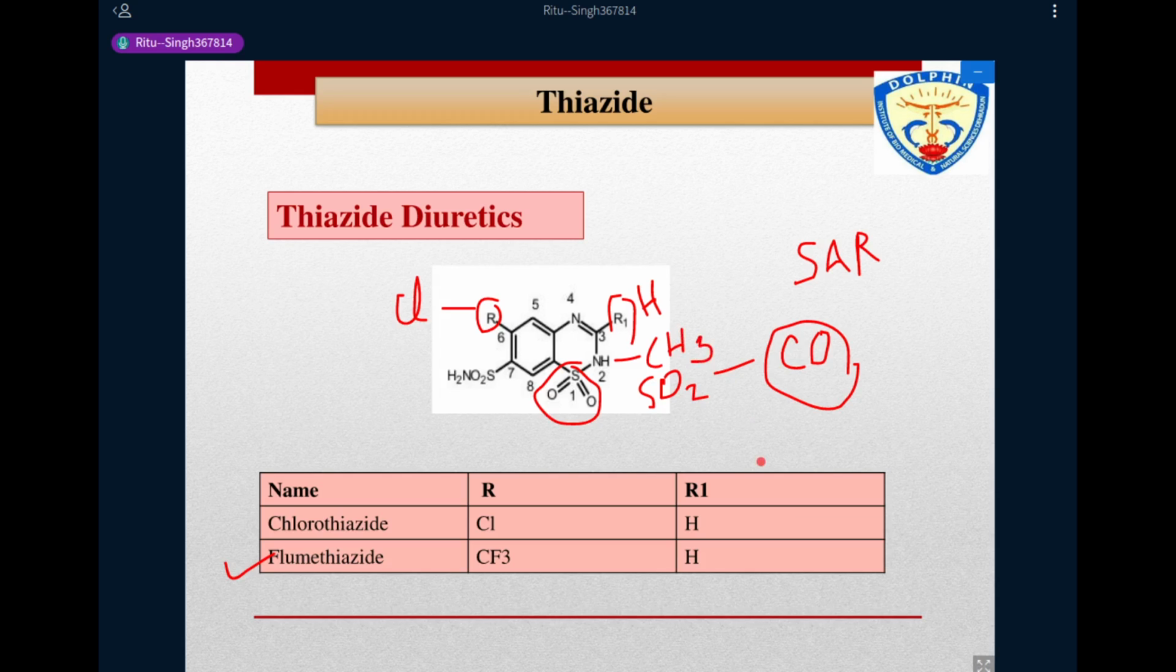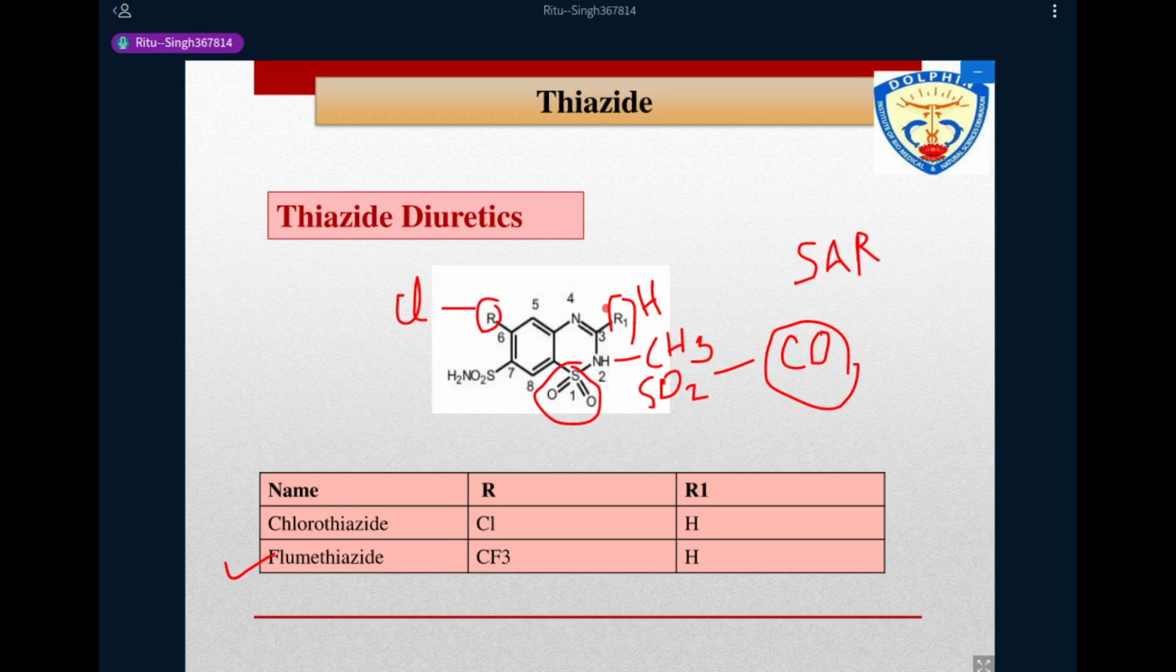So we can add a methyl group at the second nitrogen, and the methyl group increases the activity of the drug. In some structures, you can also see the methyl group attached at the second position, at the second nitrogen. Okay. So this is the second structural activity relationship point.